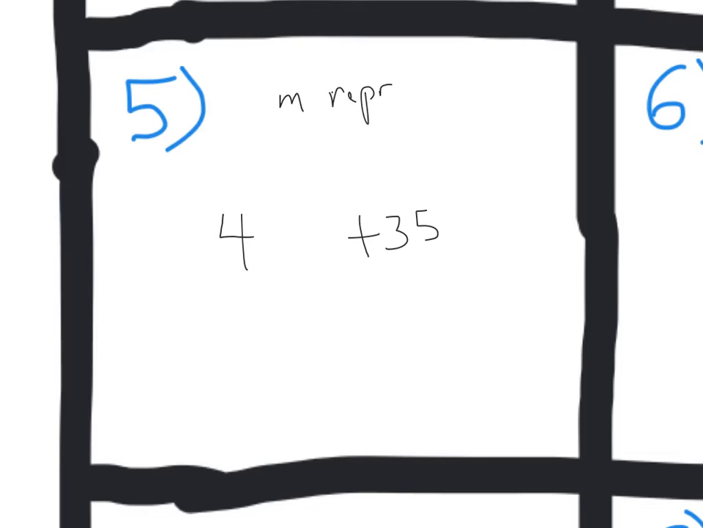M represents my members. I don't know what that is yet, but that's okay. That's what a variable does. So 4 times the number of members plus 35. All right, so there's our algebraic expression. And then they tell us to do one more step.